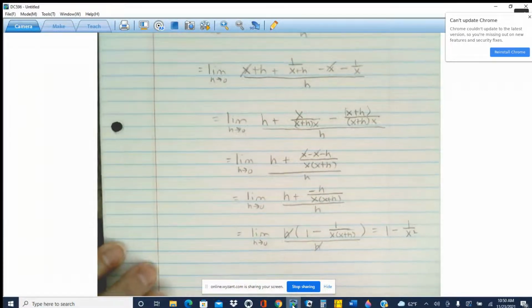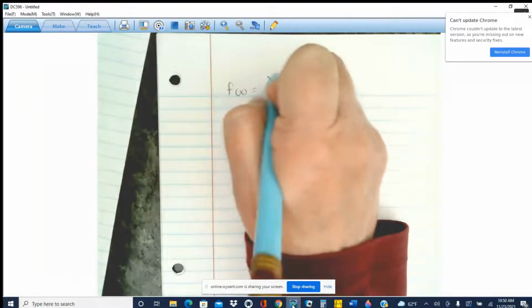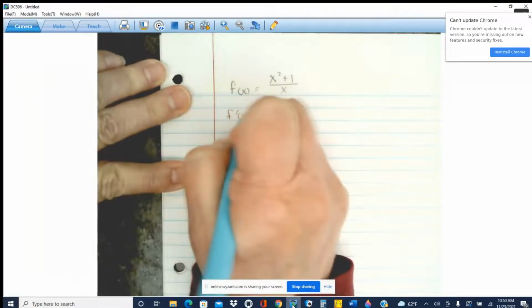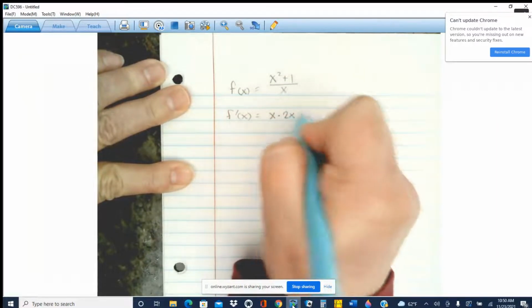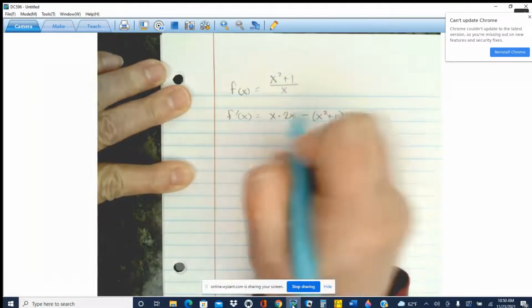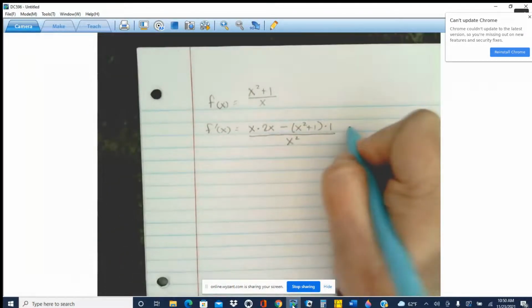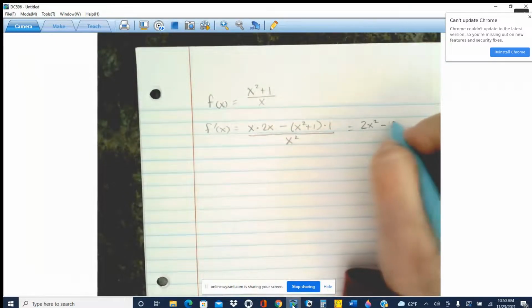Now, we would like to verify this result using the quotient rule on our original function. Recall our function f of x is (x squared plus 1) all over x. So using the quotient rule, f prime is the bottom times the derivative of the top, minus the top times the derivative of the bottom, all over bottom squared. Okay, that gives me 2x squared. I'm going to distribute that negative: minus x squared minus 1, all over x squared.